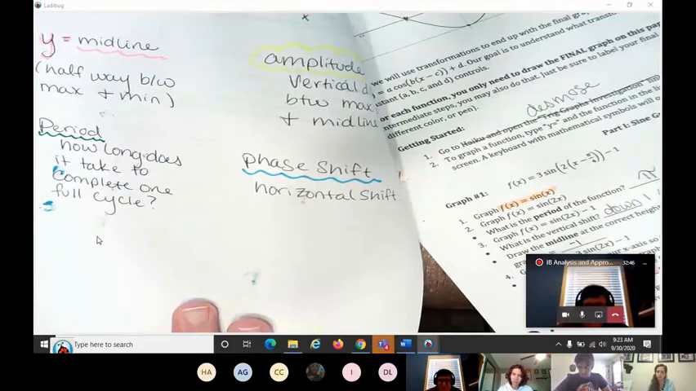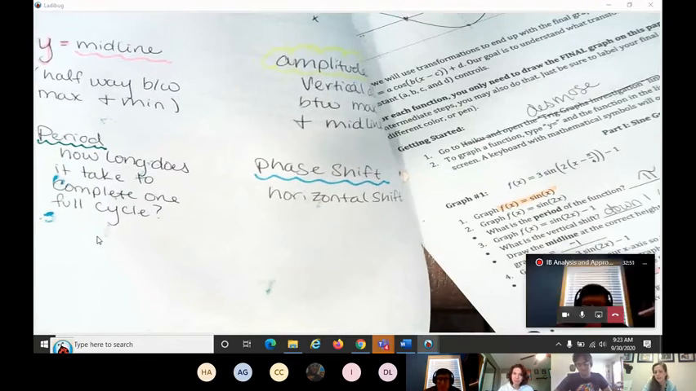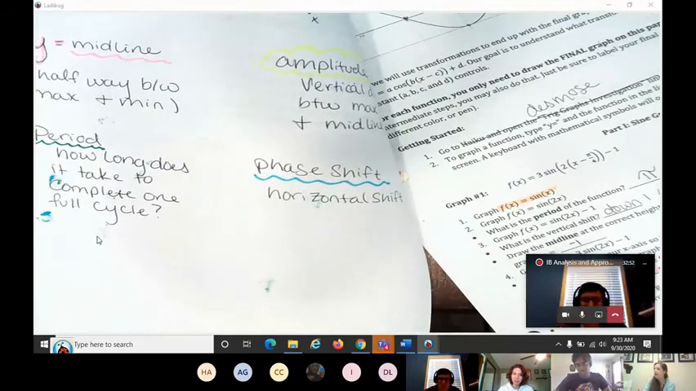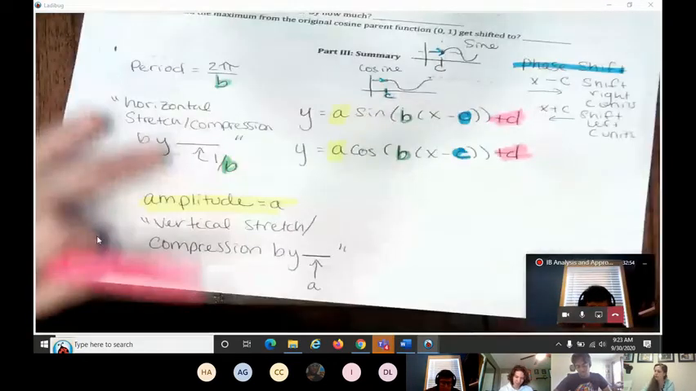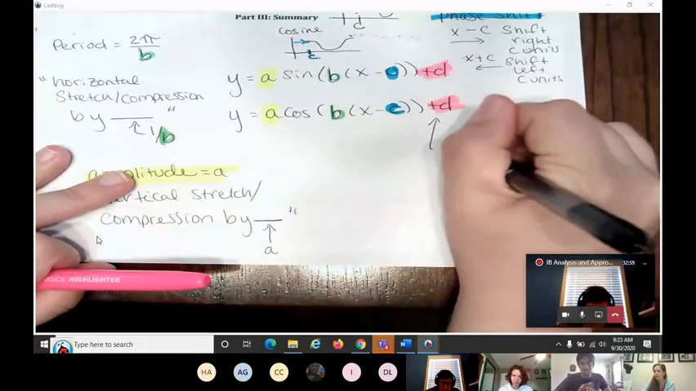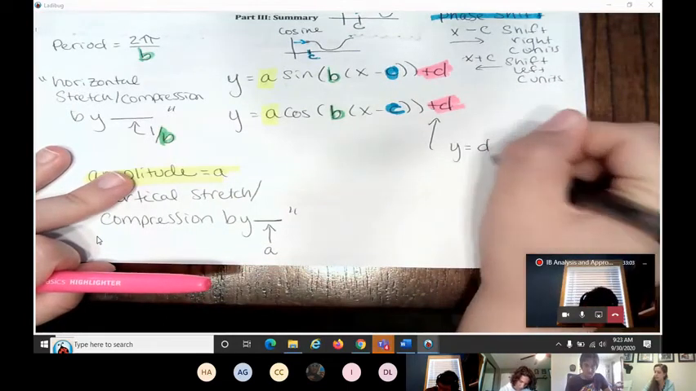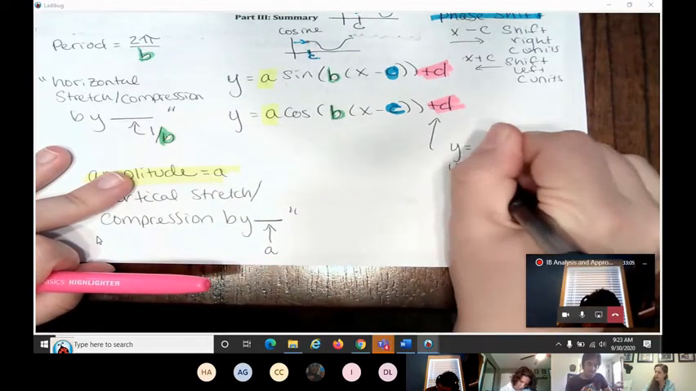Can you say again, your computer broke up? The midline. Okay, very good. The midline, yeah. So up here, y equals d is going to be what our midline is. That's the equation of our midline. So y equals our midline value.